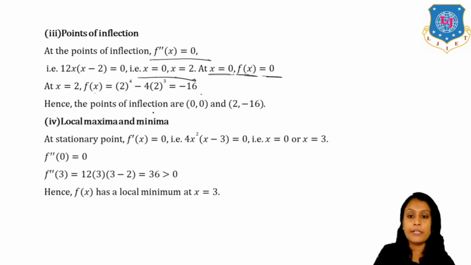So the points of inflection are what? From here we get (0, 0), and from here 2, and this is minus 16. So the points of inflection are (0, 0) and (2, -16).